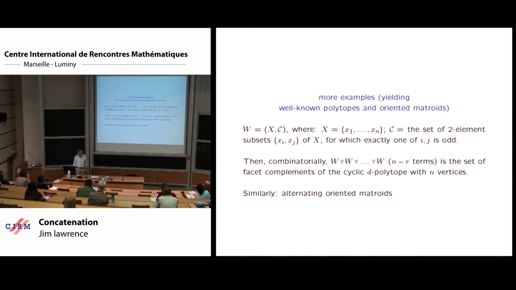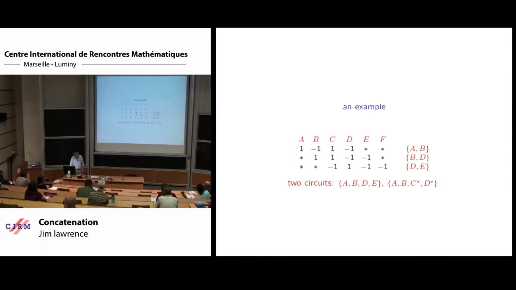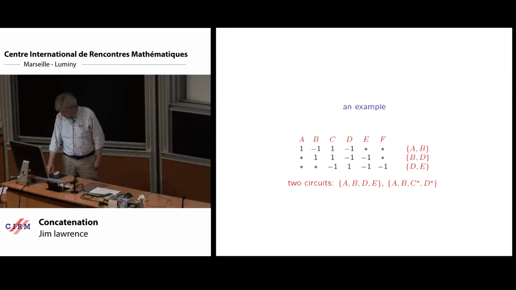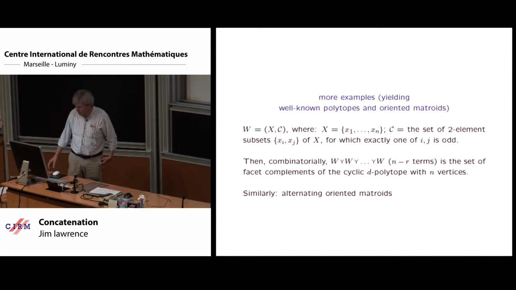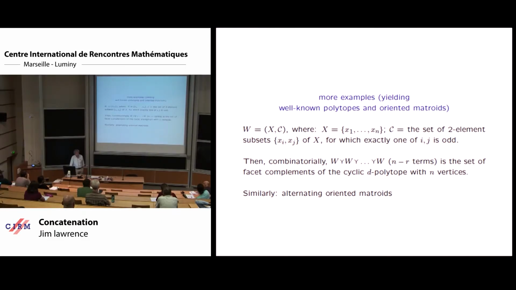And from the concatenation, in exactly the same way, if I had alternating ones and negative ones on each row, then we would get alternating oriented matroids, or cyclic polytopes, combinatorial types of cyclic polytopes from that. So that's the simplest possible case of concatenation, and we get the alternating oriented matroids.